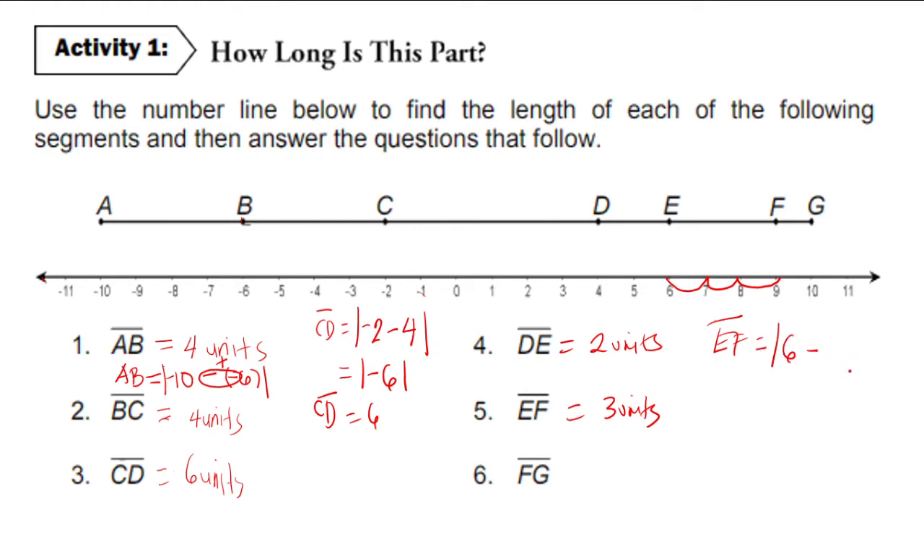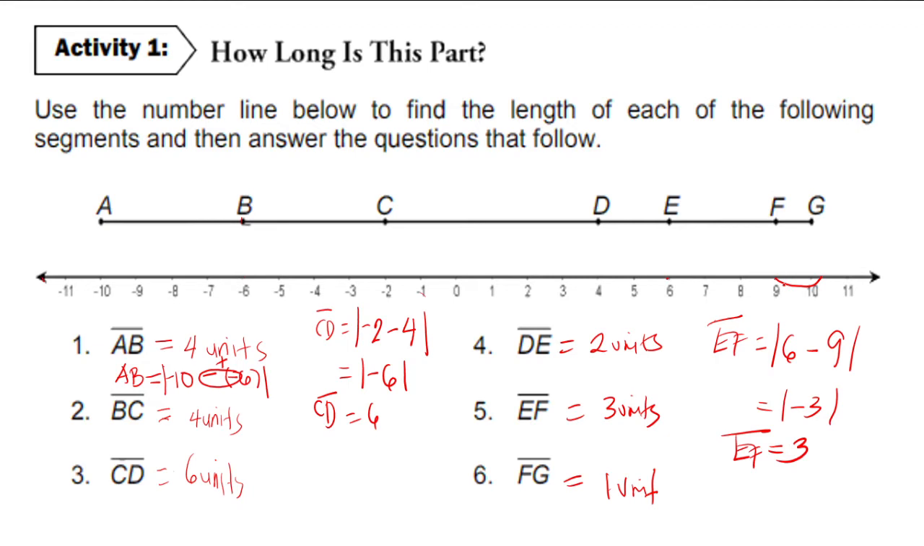Minus, F is located at 9. So 6 minus 9, that is negative 3. And the absolute value of negative 3 is positive 3. Okay, so that's how long EF is. Next, FG. From F to G, how many units? 1. So this is 1 unit long.